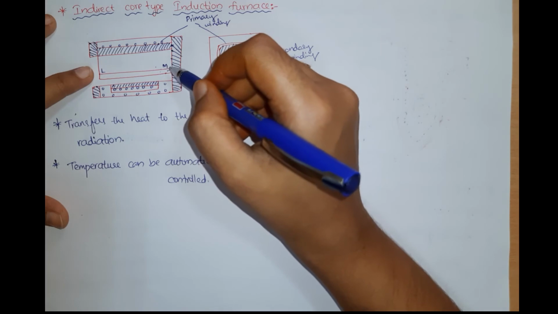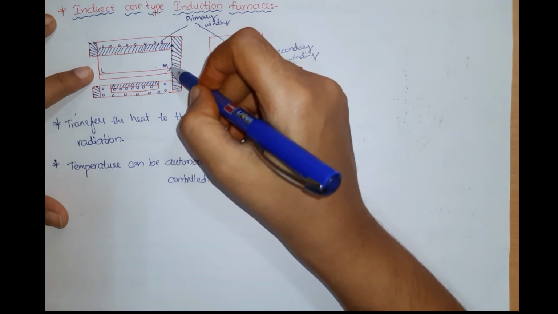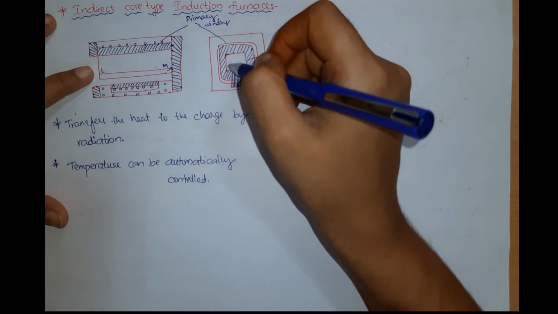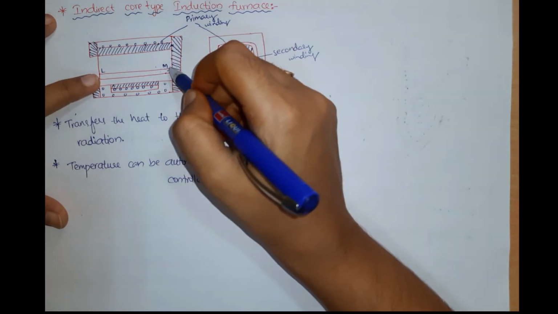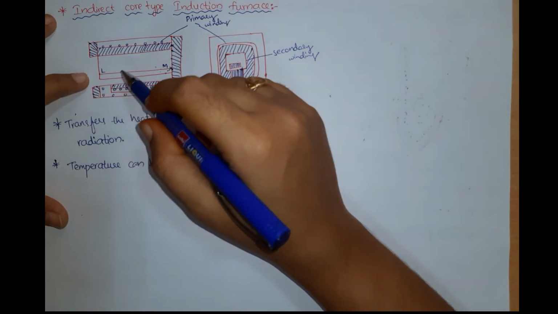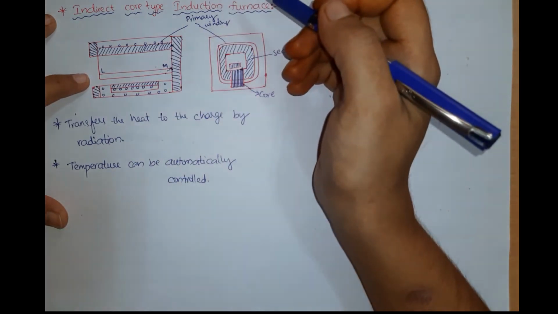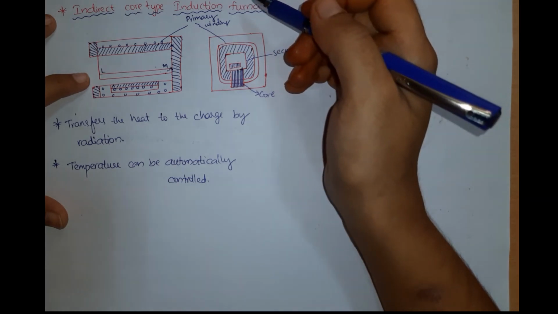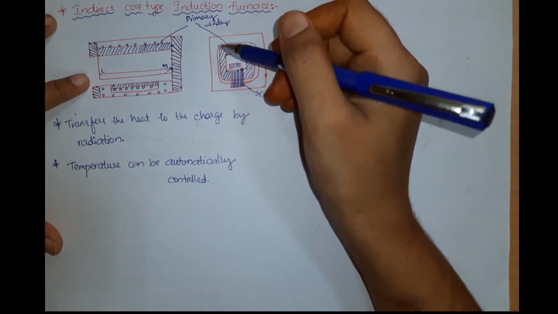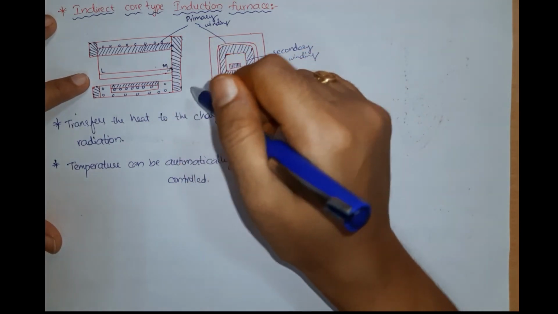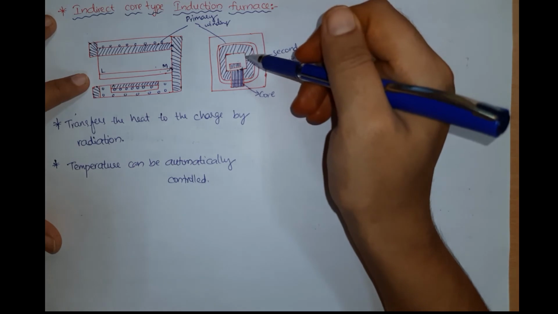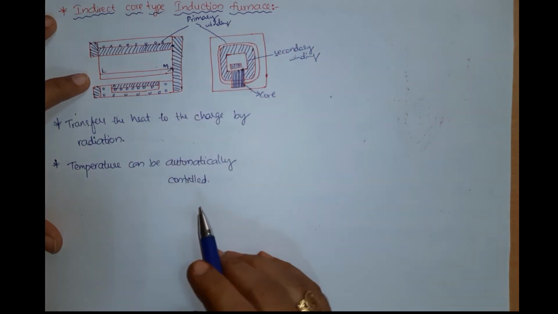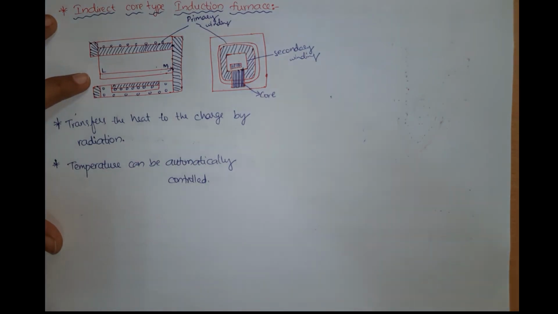If you want to use this for heating different molten material or different charge inside, replace this LM with a different metal which attains its critical temperature at some other point, right? So this is how the indirect core type induction furnace works, right? In this kind of indirect core type induction furnace, temperature can be automatically controlled.